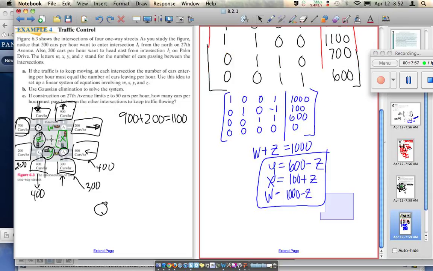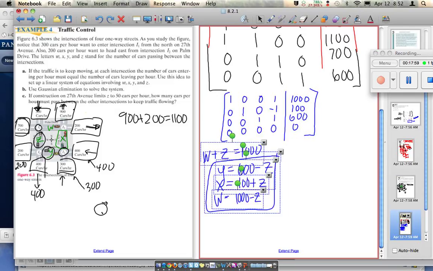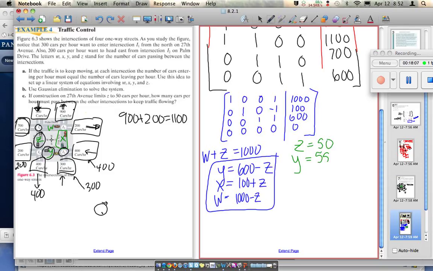If z was 50, that tells me that y would be 550. That's how many cars can be in that section. X would be 150. And w would be 950. So here's my solution to question C.